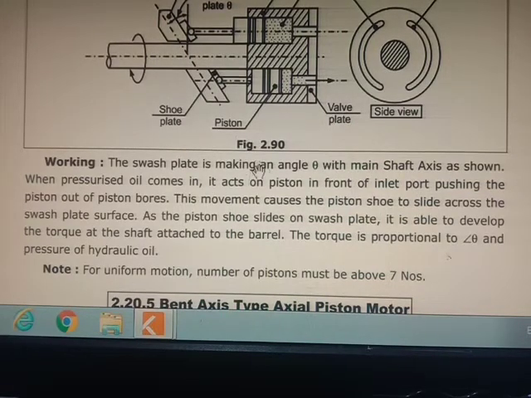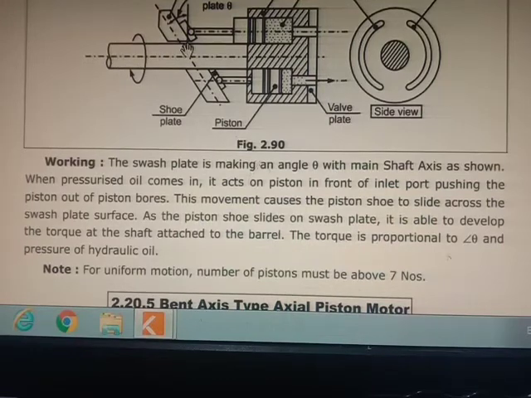When pressurized oil comes in through this port inside the cylinder, it acts on the piston in front of the inlet port, pushing the piston out of the piston bore. So when the oil comes through this port, it will push the piston outward, and due to this outward motion, this movement causes the piston shoe to slide across the swash plate surface. As the piston shoe slides on the swash plate, it is able to develop the torque.